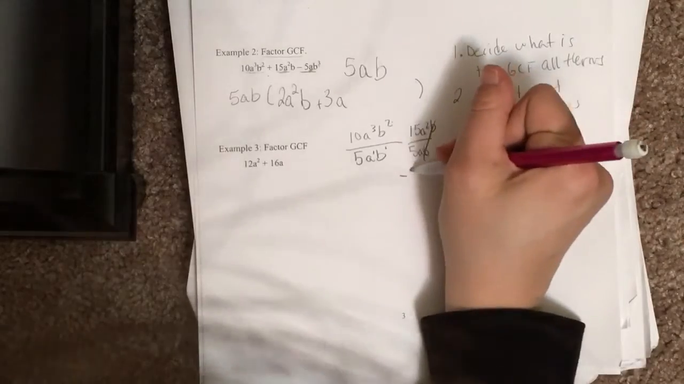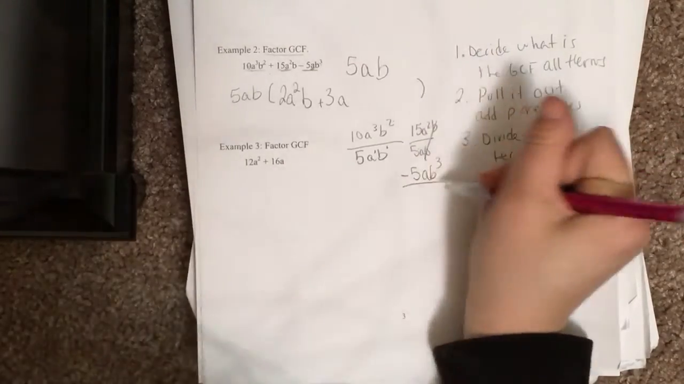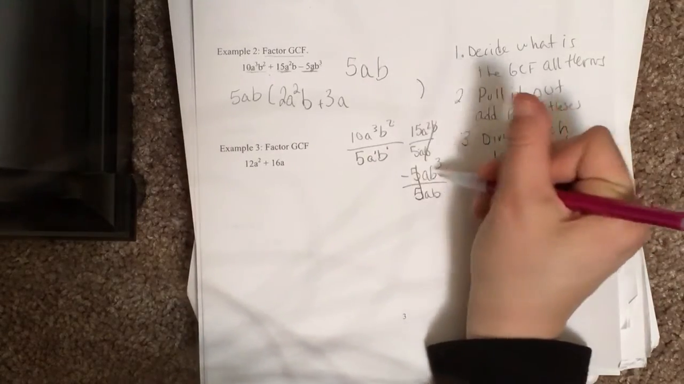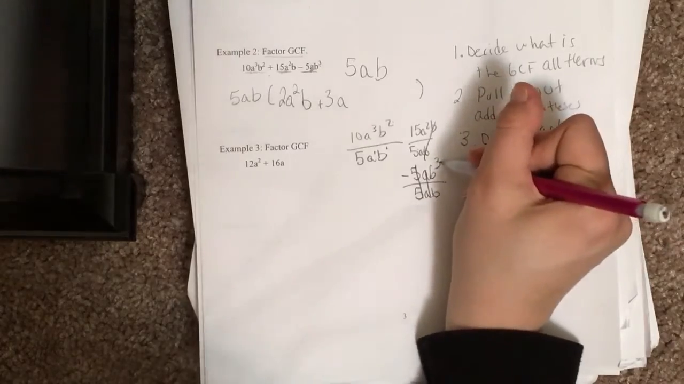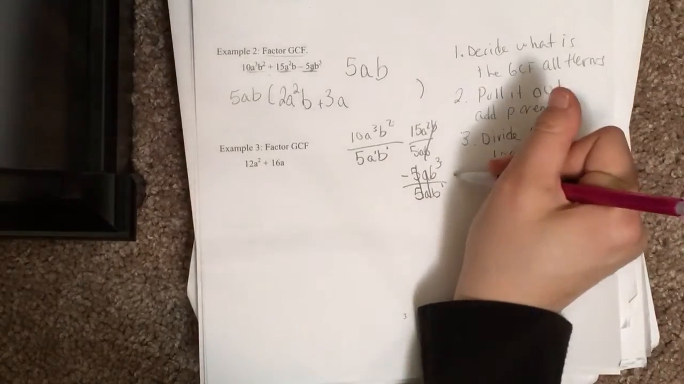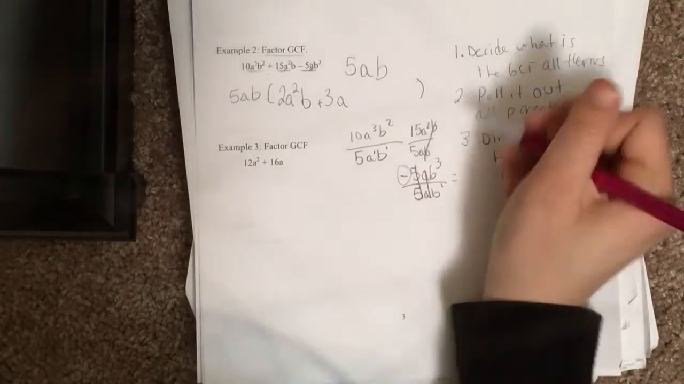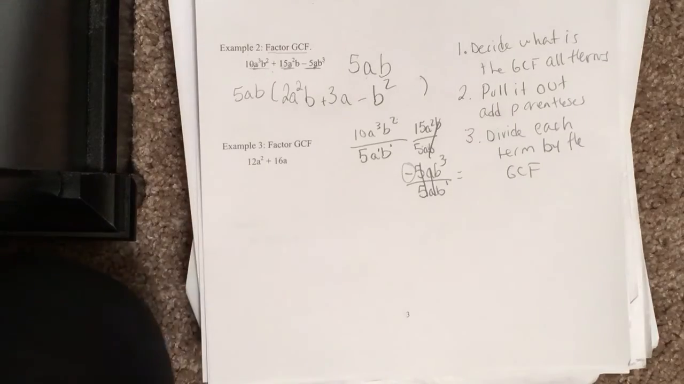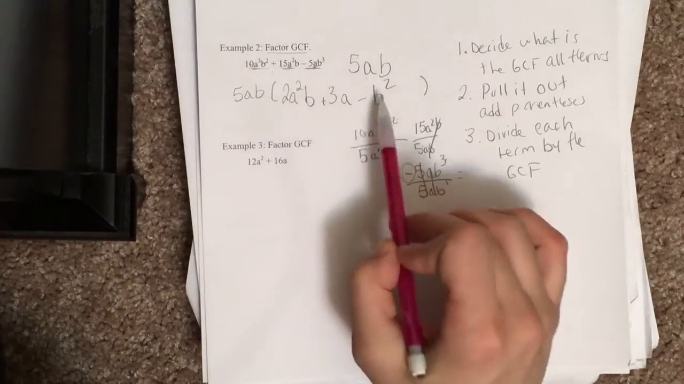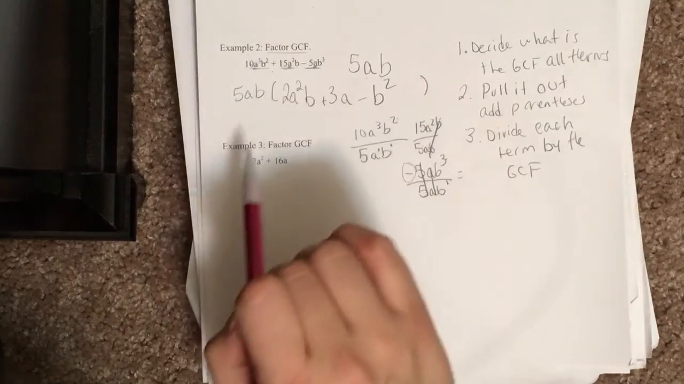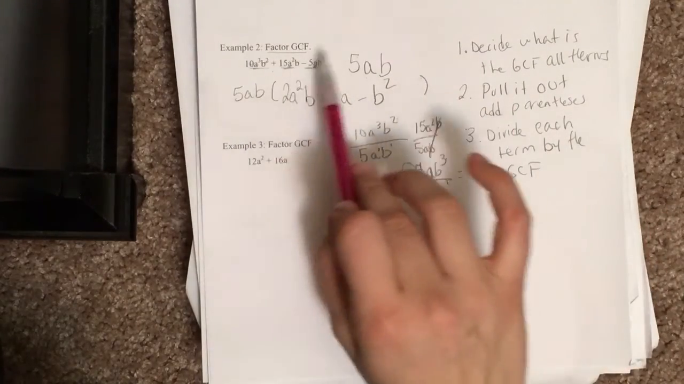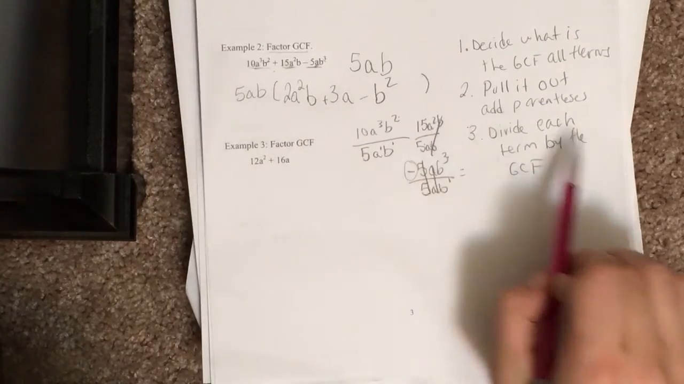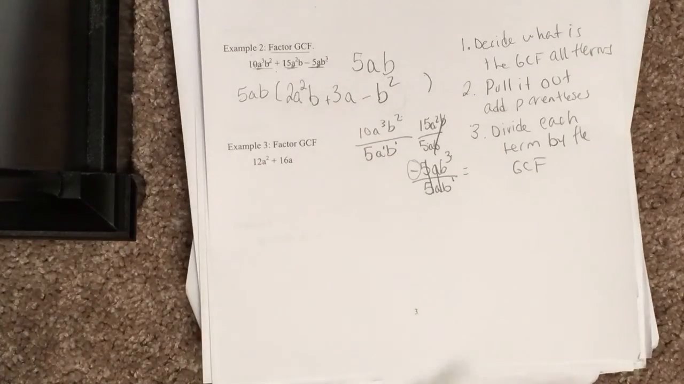Now for the last one, we have minus 5ab cubed divided by 5ab. My 5's cancel. My a's cancel. B to the third over b to the first is just b squared, but don't forget about this negative, so it's a negative b squared. If you wanted to check your answer, you would just have to redistribute and make sure that you ended up back here. So again, decide what the GCF is for all the terms, pull it out with the parentheses, and divide each term by the GCF to find out what goes on the inside.